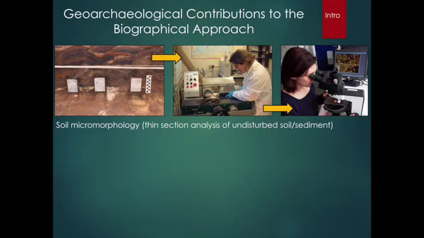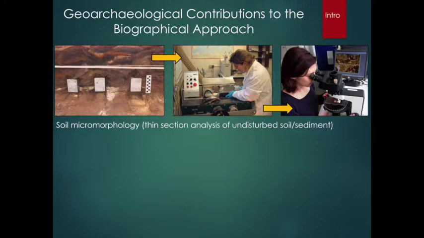So what micromorphology is, for those of you who aren't familiar with the technique, is that it requires that you take an undisturbed sample from the site. It can be in a tin, but it doesn't have to be. If the material is consolidated enough, it can just be cut out with a knife or a trowel. And in the laboratory, it's dried, impregnated with a resin, and then thin sectioned.